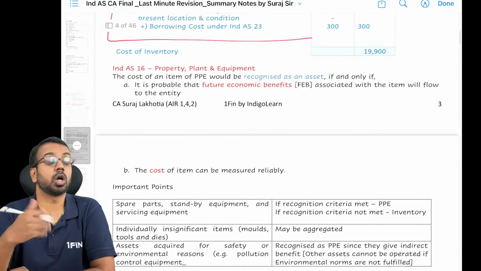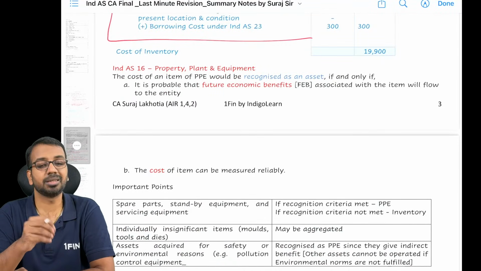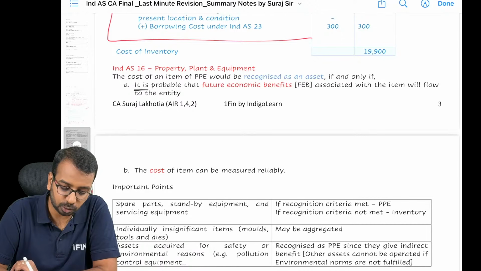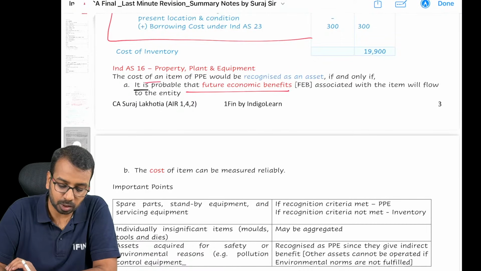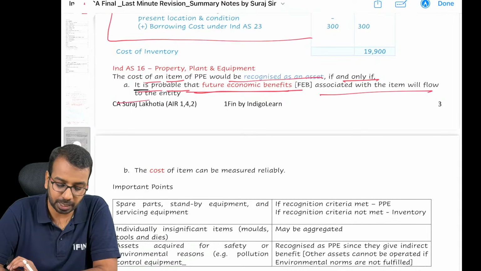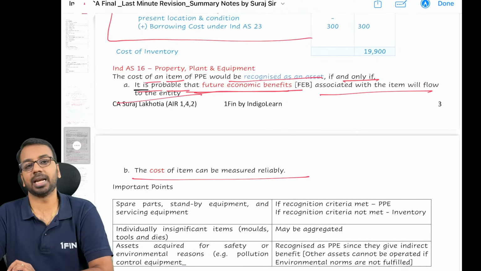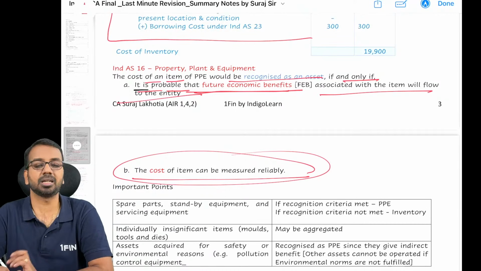the definition part. A lot of times a theory question is asked in the examination and you need to write this theory properly. So please remember this. We will recognize the cost of an item as an asset if it is probable that future economic benefits will flow to the entity and the cost can be measured reliably. Generally, this second condition is met.